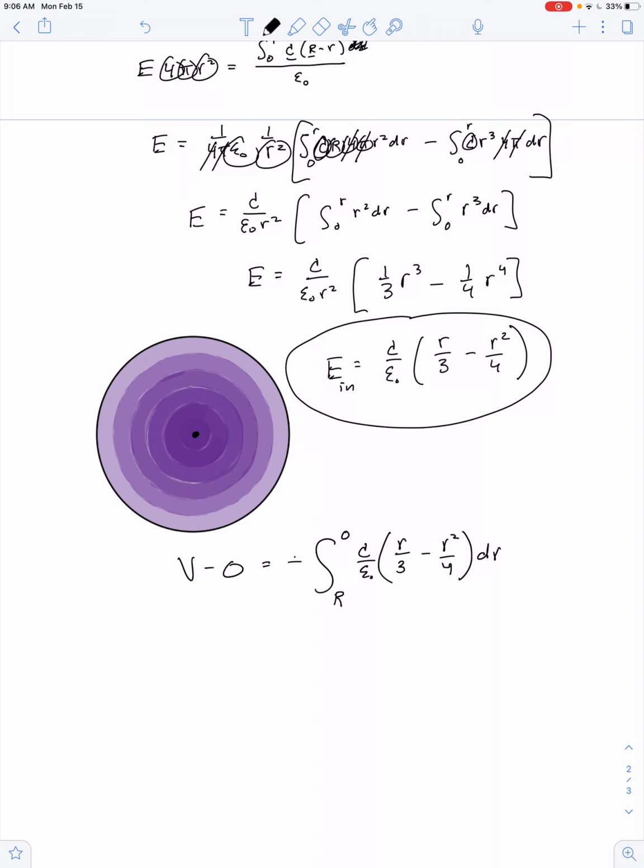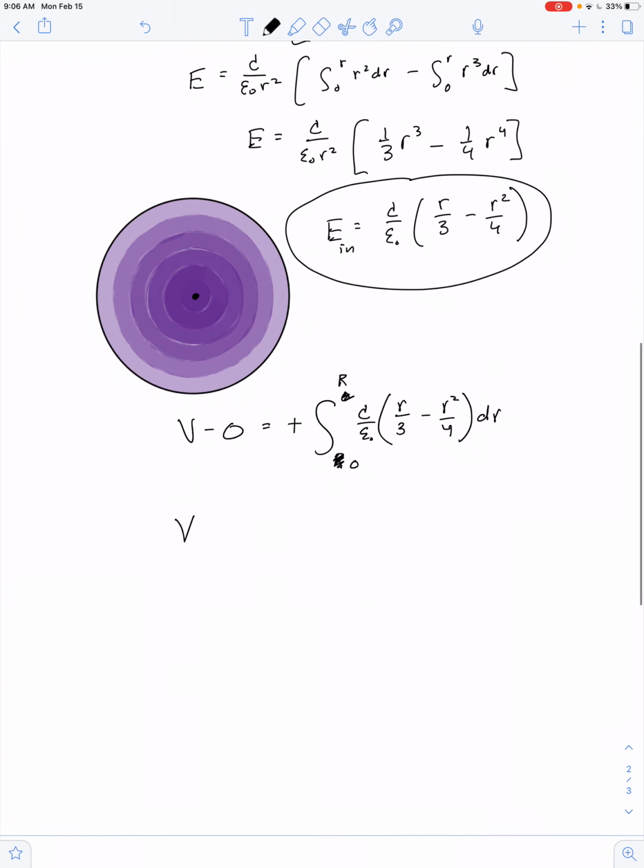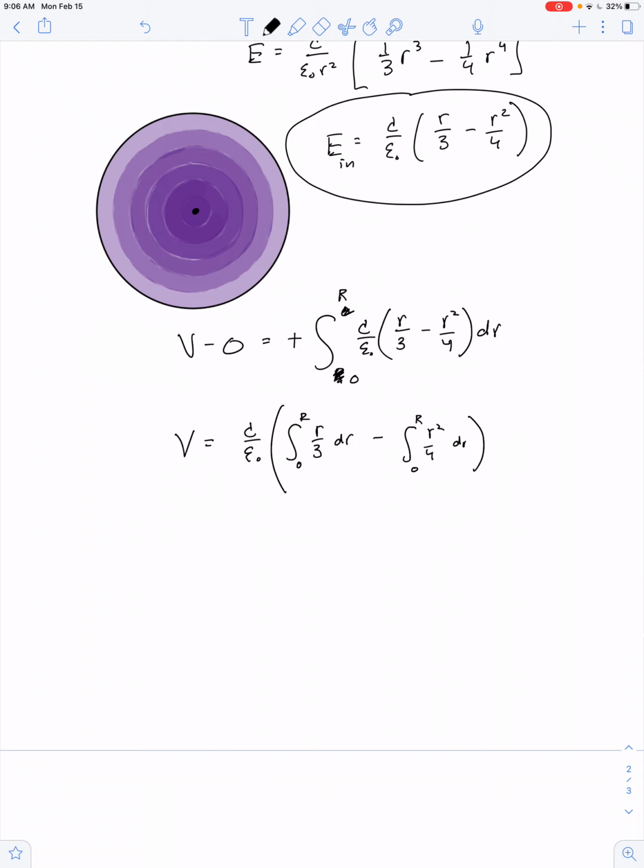So we flip our limits of integration, change this from a negative to a positive by changing this from 0 to capital R. So the electric potential at the center is equal to c over epsilon naught times the integral of r over 3 dr minus the integral of r squared over 4 dr. Okay, so the integral of r is 1/2 r squared, so we get 1/6 capital R squared, right? Pull out the 1/3, and then we get another 1/2 by integrating.